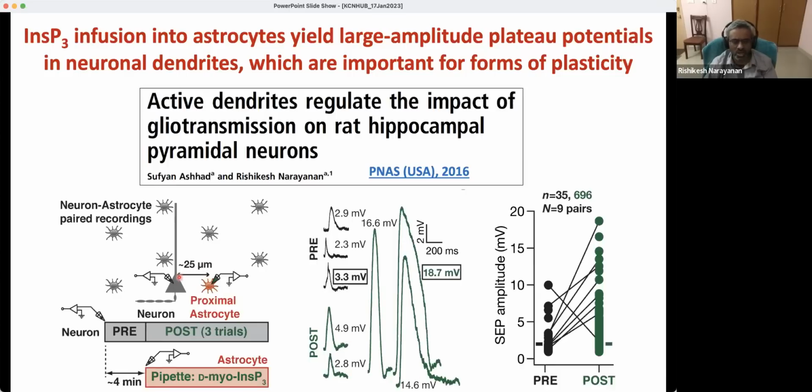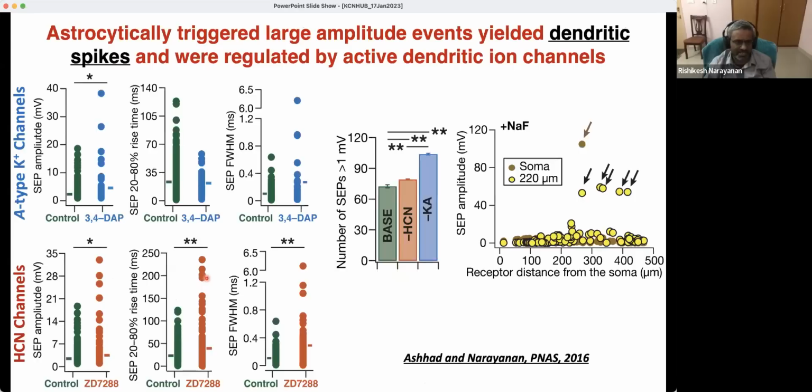yield these strong, high amplitude, slow inward currents, which are mediated by slow NMDA receptors, which he found results in these plateau potentials. You can look at the time scale. It's like 200, 300 milliseconds, and you have the amplitude to be on the order of 10, 20 millivolts. So these are huge signals, and that's what comes as a consequence of gliotransmission.